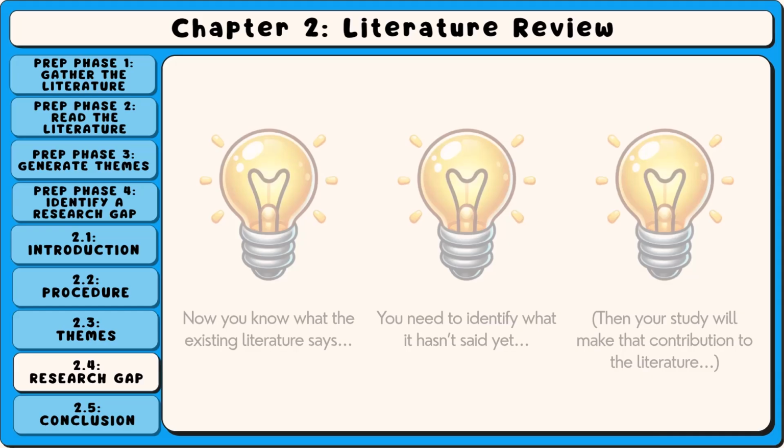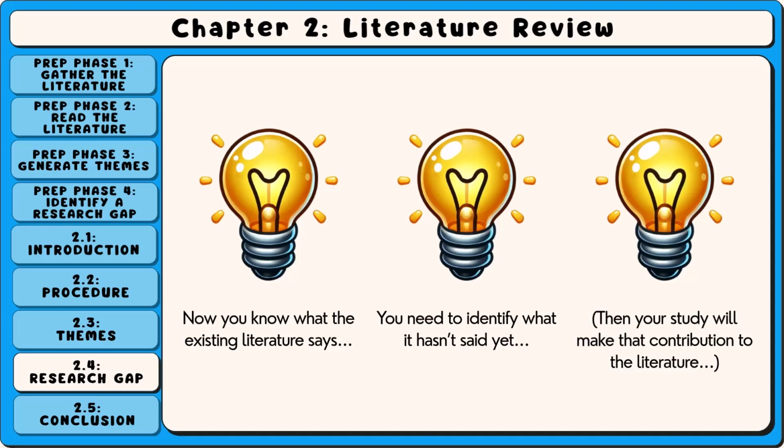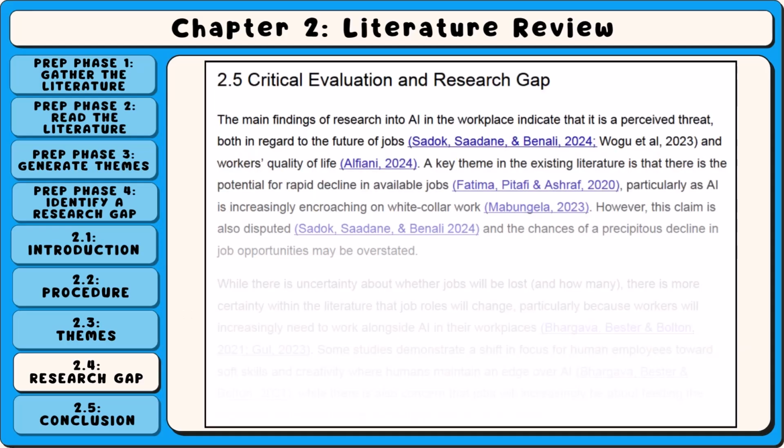Section 2.4 covers our research gap. In this section, the goal is to state that now you know what the existing literature has said, you can identify what hasn't been said yet, and then this will lead on to your statement of how your study will make a contribution to the literature that adds more insights that haven't been explored in previous studies. So this is what it's going to look like once you've finished.